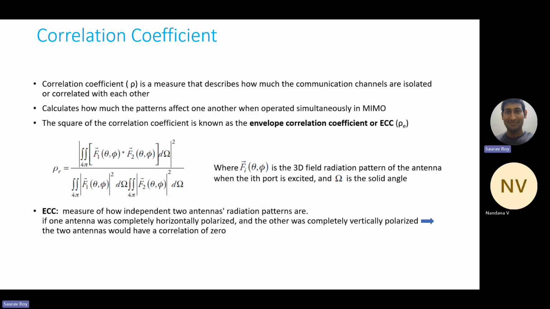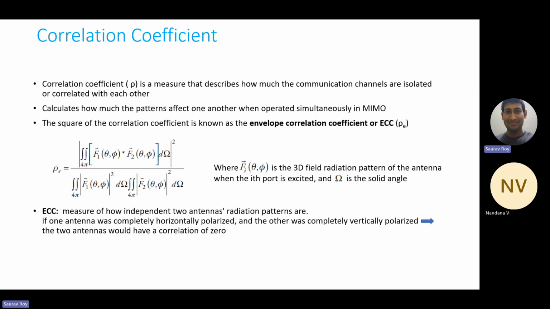See, now correlation coefficient is a very important measure. You will see it in many of the papers and other recent works. So how this is measured, let's see. Correlation coefficient describes how much the communication channels are isolated or correlated with each other. This is generally measured in terms of the radiation pattern: if these two antennas are generating patterns, how much is the correlation between the two patterns generated by the two antennas? That is done through this correlation coefficient.